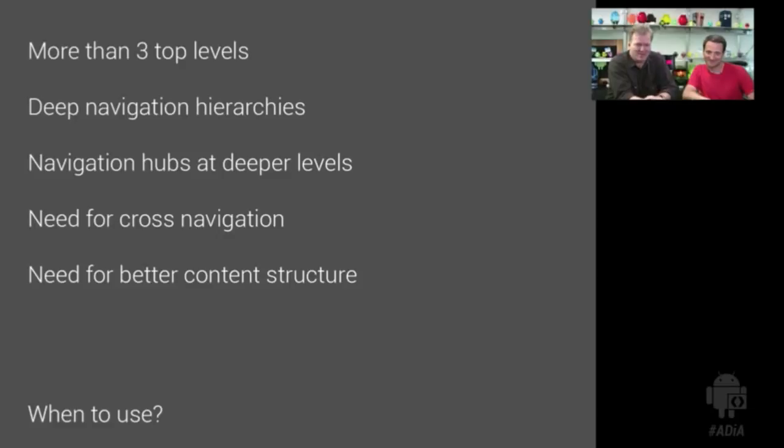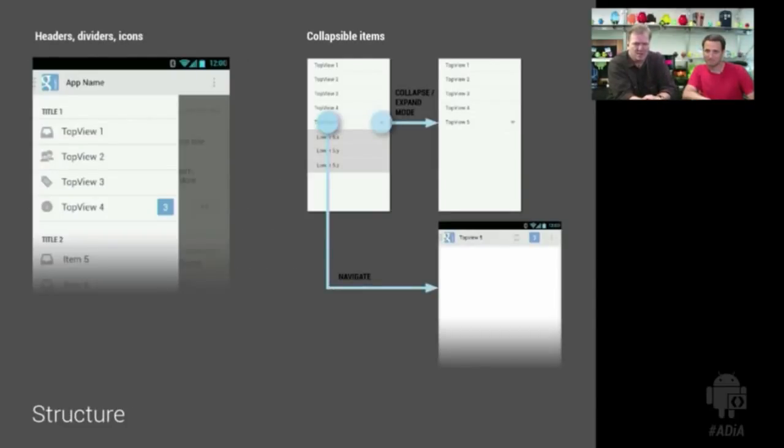Since your Navigation Drawer has more content, it also gives you options to structure your content better. So you can, for example, as we can see here, add headers, dividers, and icons in order to group certain areas of functionality better. We also introduced collapsible items. Those are another means of structuring your content by adding subordinate items, typically content items, to top-level items.